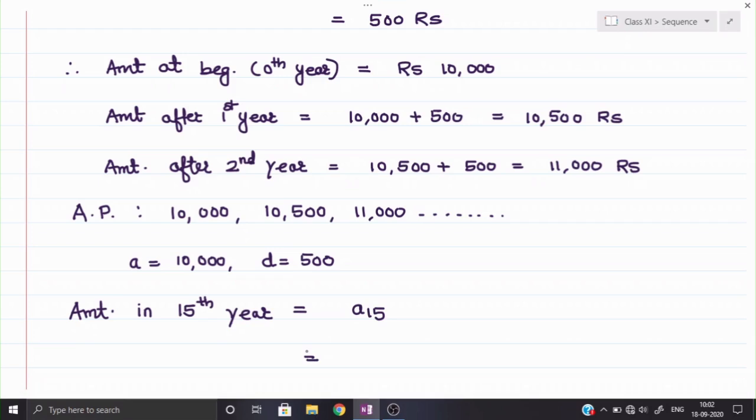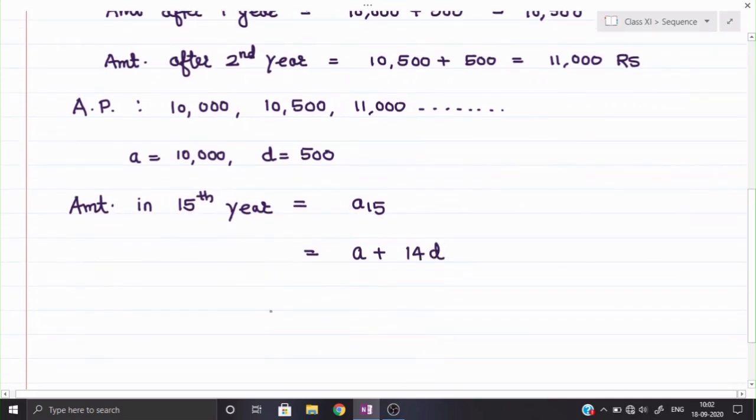In that case we require the value, because our principal value or our term is going to start from the 0th year. That's why we are going till the 15th. Okay, so this will be A plus 14D. So the value of A and D we shall keep here. The value of A we have is 10,000 plus 14 into the value of D, which is here 500.